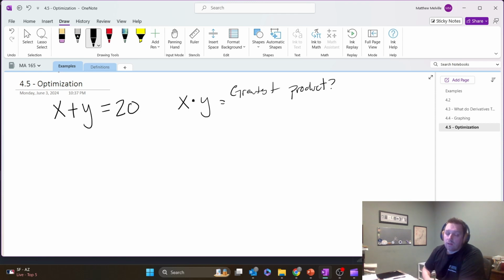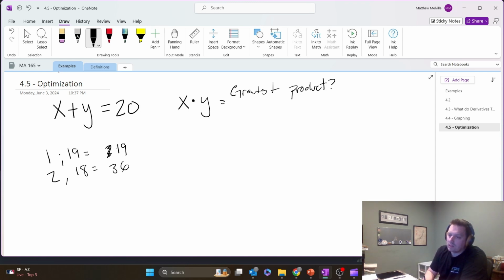So I can start listing them out. Well, I can do 1 and 19, which if I multiply them, I get 19. I add up to get 20. I multiply to get 19. Well, 2 and 18, I'm going to get 36. 3 and 17. You guys get the idea right here, right? 51. 4 and 16. 64. And so, okay, well, which one is it going to be, right?